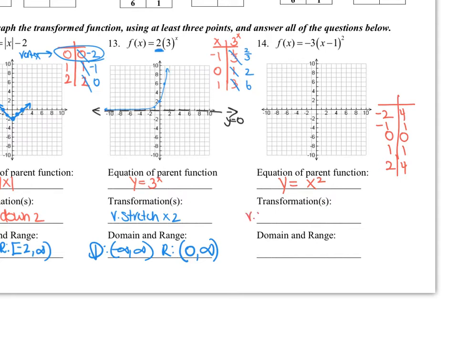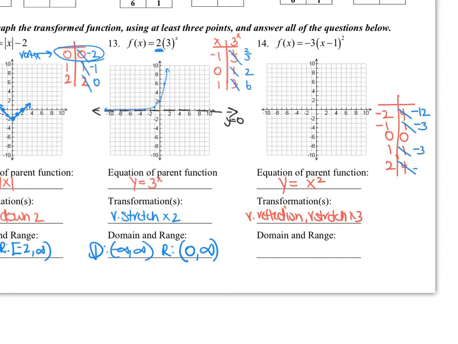We have a vertical reflection. And the way we take care of a vertical reflection is we change all of our signs on our y value from positive to negative or negative to positive. And then we have a vertical stretch times 3. So you can then multiply everything by 3. You can do it separately or do it all at once. So if we multiply all of our y values by negative 3, it takes care of the reflection as well as the stretch.